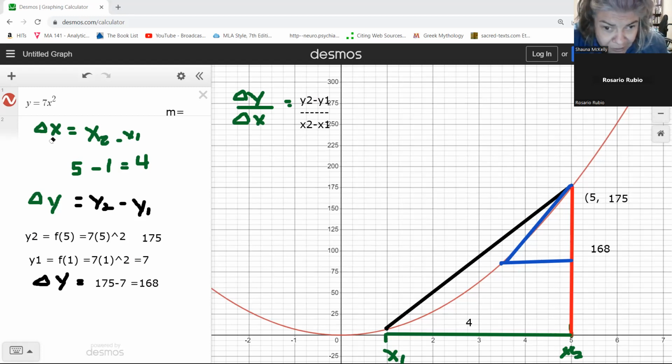So delta x is 4. Yes. Delta y is 168. Yes. Delta y over delta x is going to be 168 divided by 4, which is 42. Yes, 42. That is correct. Does that clarify a bit?